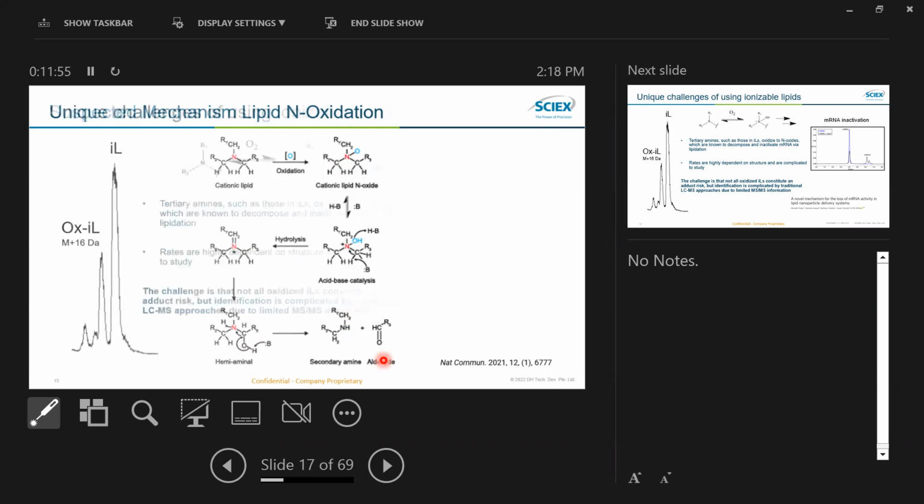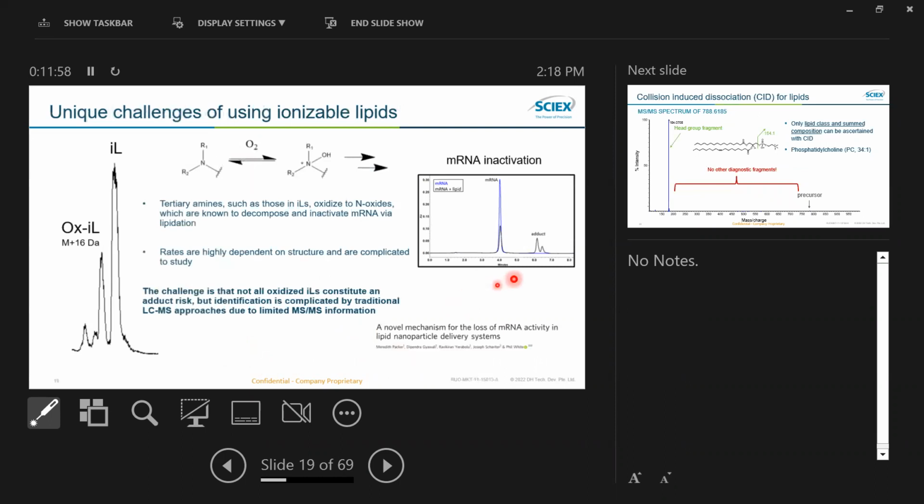Essentially, they proposed that this mechanism was the cause of these peaks that are eluting later within this reverse phase chromatogram. So they proposed that lipidation was occurring on the mRNA, and if you covalently modify mRNA, the ribosome can no longer translate it. So you basically have a loss of function of the mRNA. This is a very big quality concern.